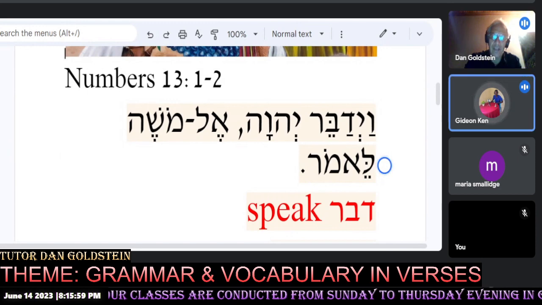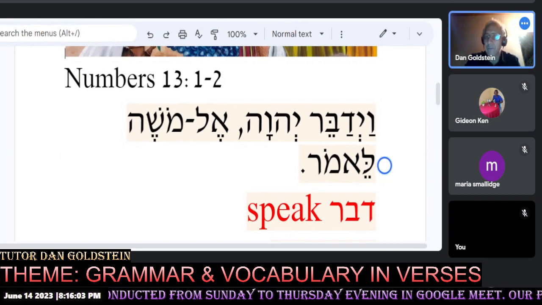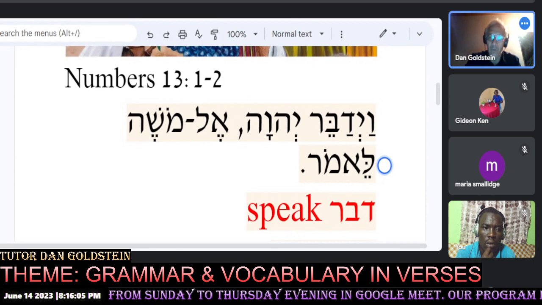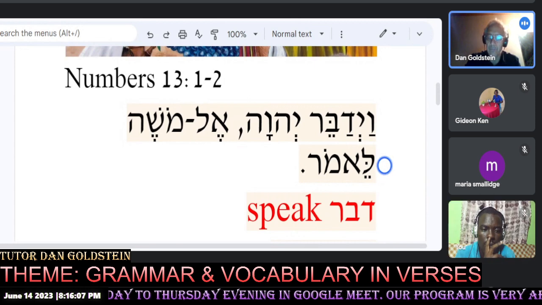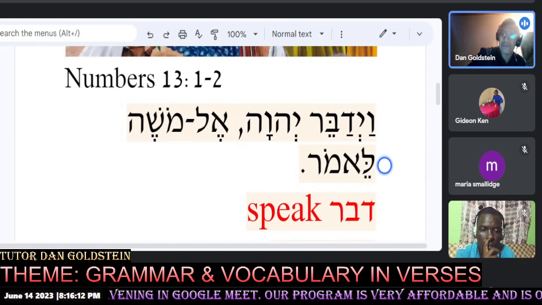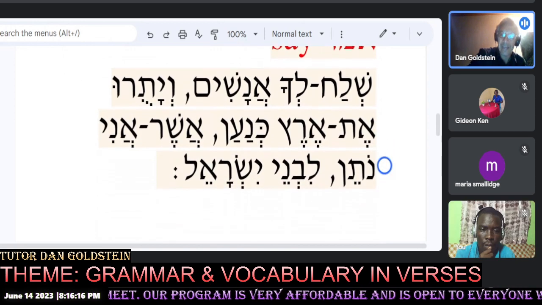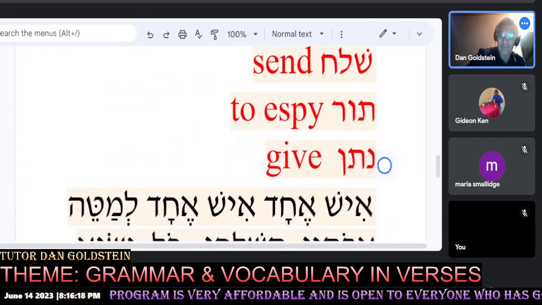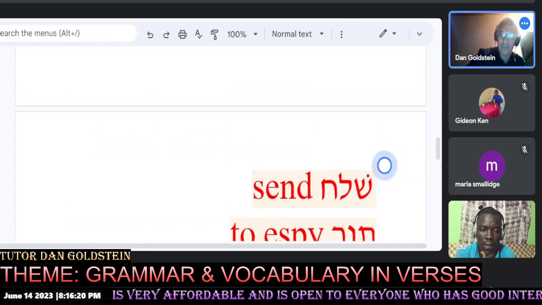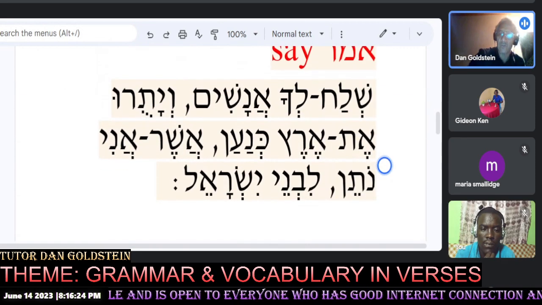And this introductory phrase occurs all over the Torah when God is about to give a command to Moses. So it's a handy phrase to know when you're reading the Bible in Hebrew. Now we have a little more challenge ahead of us. This is verse 2 now.